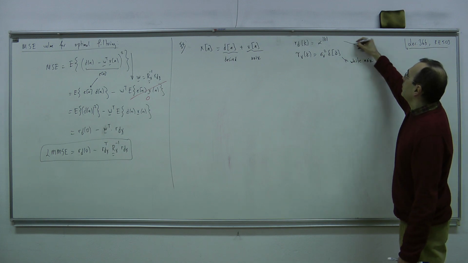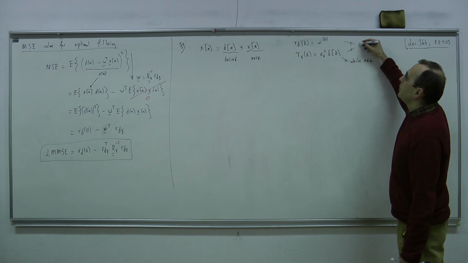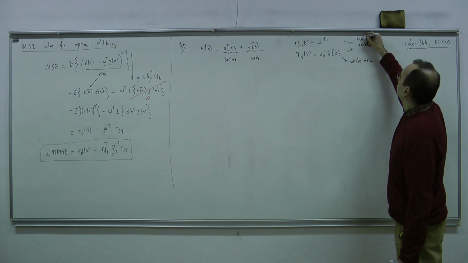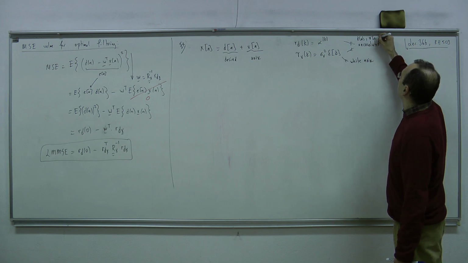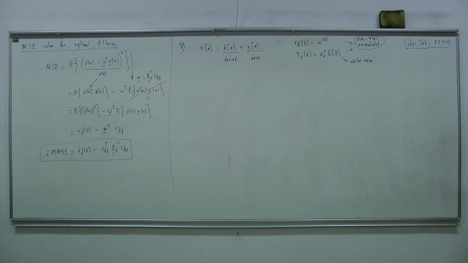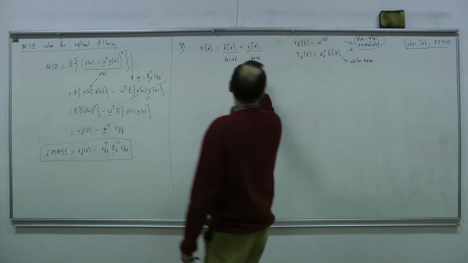And I'm assuming that this is our typical assumption. These are uncorrelated, meaning that d of n and v of n are uncorrelated. Of course, this is a very reasonable assumption because this is just like noise.